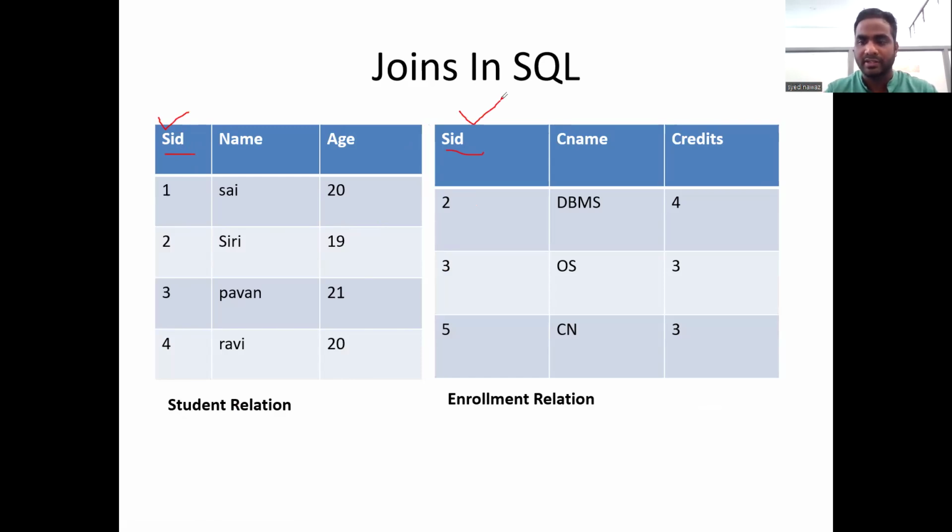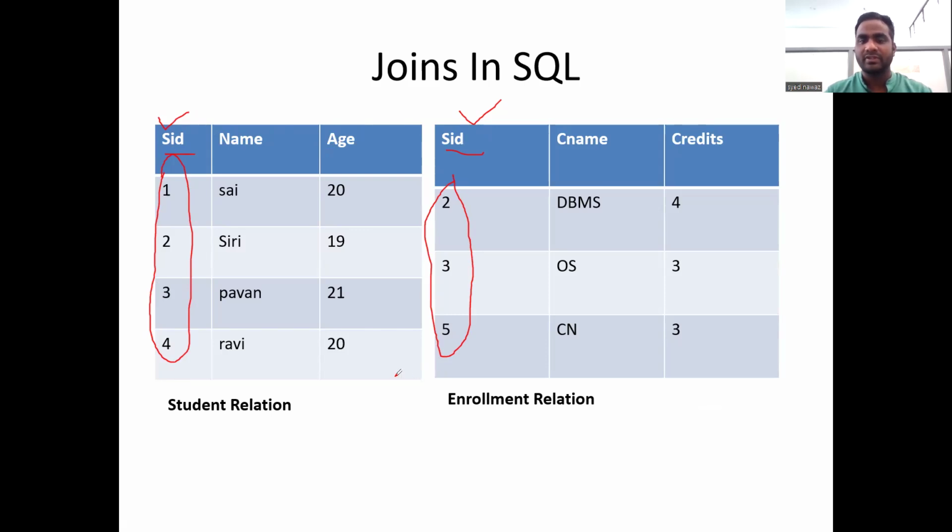So that is the first condition, the condition that is needed in order to apply a join on the two tables. There should be one common attribute. What I mean by common is that the domain of the attribute should be the same. Say for example, the domain of this SID is integer because all these are integer type values. Similarly, the domain of this SID is also integer. So they have the same domain. If the domains are the same, then we can perform a natural join. One common attribute with the same domain, we can perform a natural join.